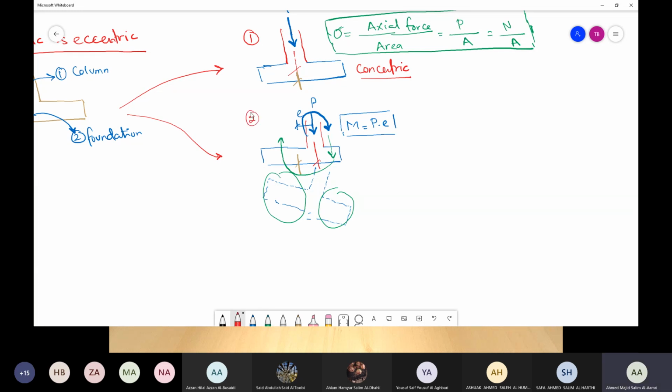So if it is eccentric, now we will not have only P over A. P over A is there because we have an axial load, but we also have M. So in that scenario we have something called M over Z, where the first one is called normal stress and the second one is your flexural or bending stress.